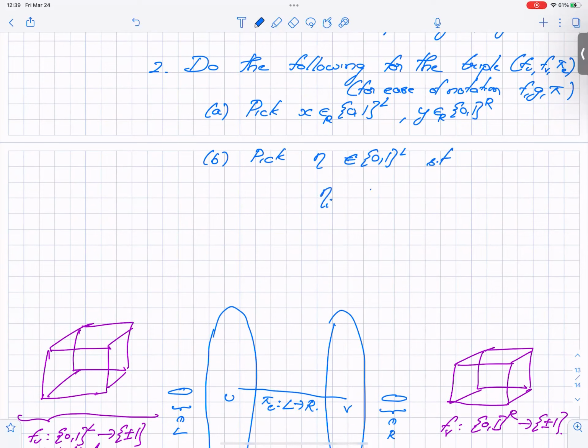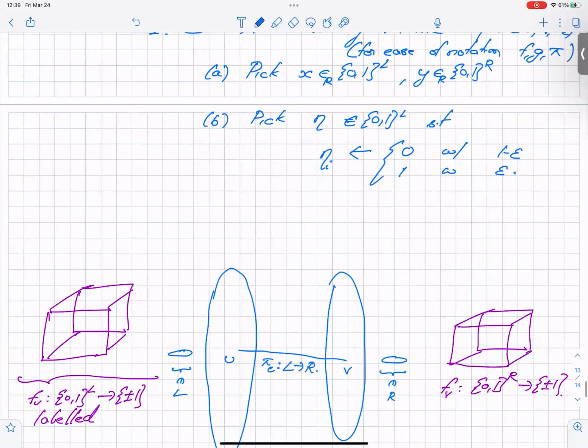Eta i is 0 with probability 1 minus epsilon, and 1 with probability epsilon. Z, set it to be x plus, instead of y we'll do y over pi. We'll pull it here plus eta.